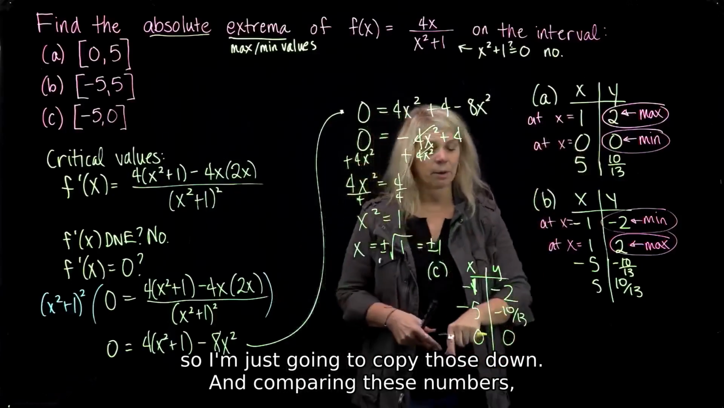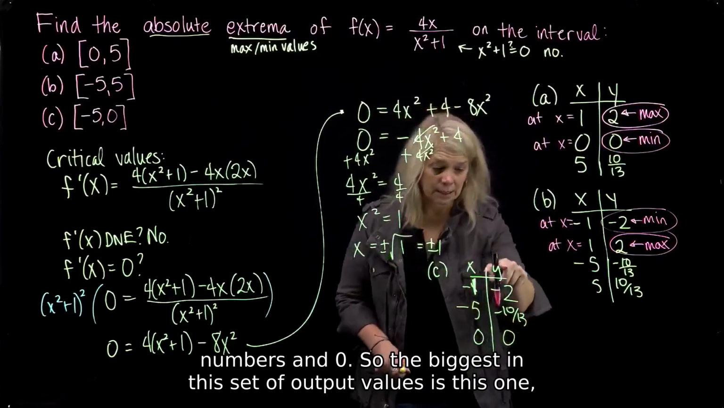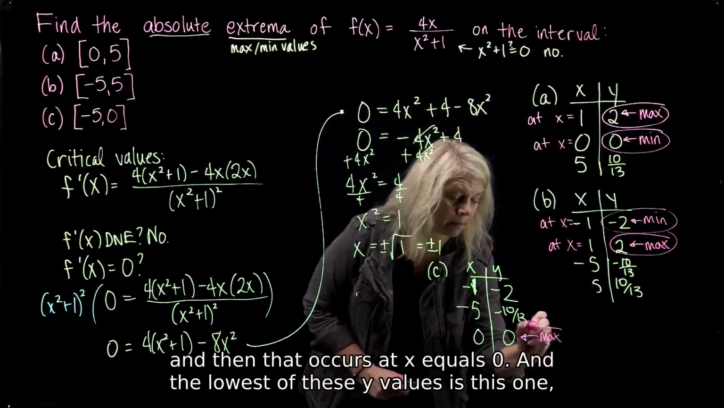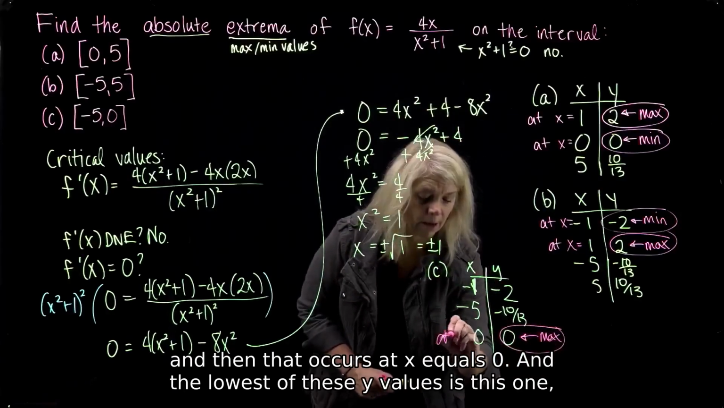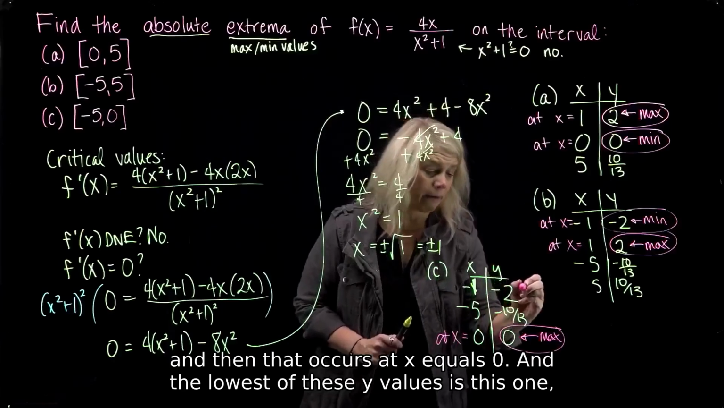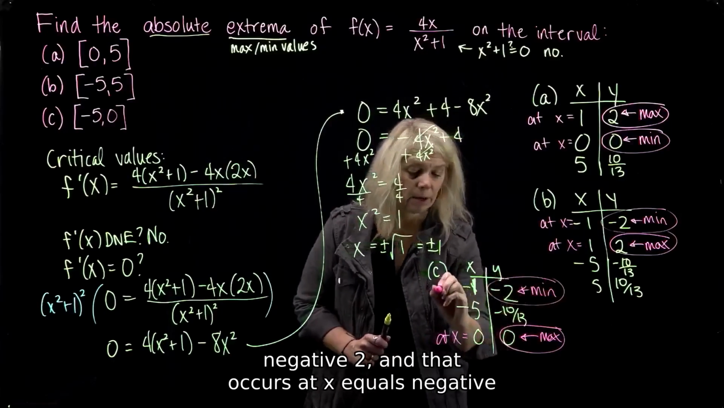And comparing these numbers, so these are negative numbers and 0. So the biggest in this set of output values is this one, and that occurs at x equals 0. And the lowest of these y values is this one, negative 2, and that occurs at x equals negative 1.